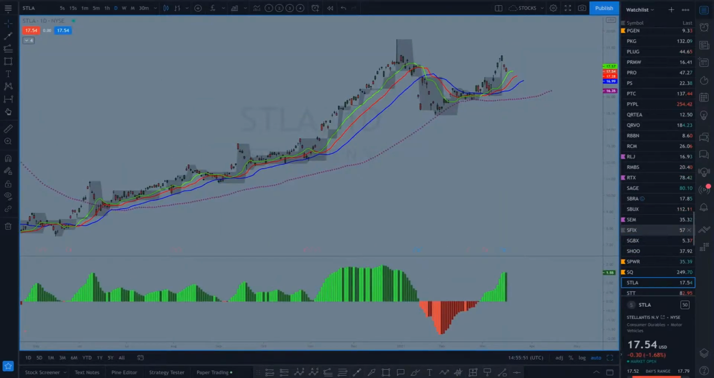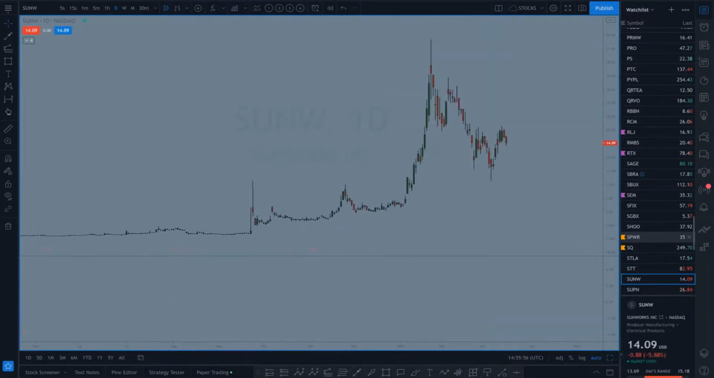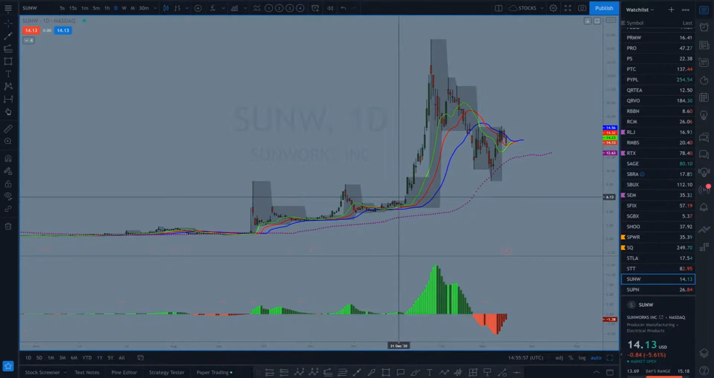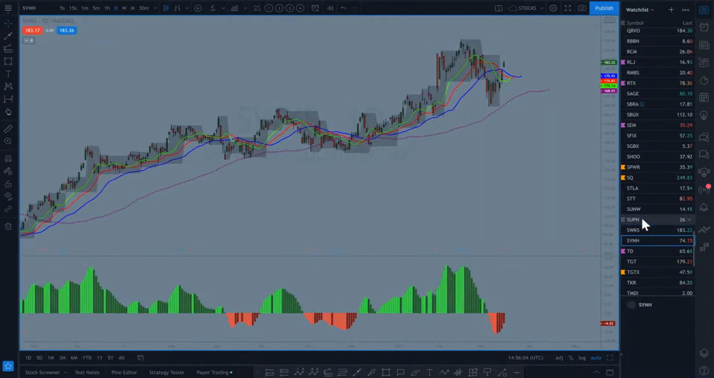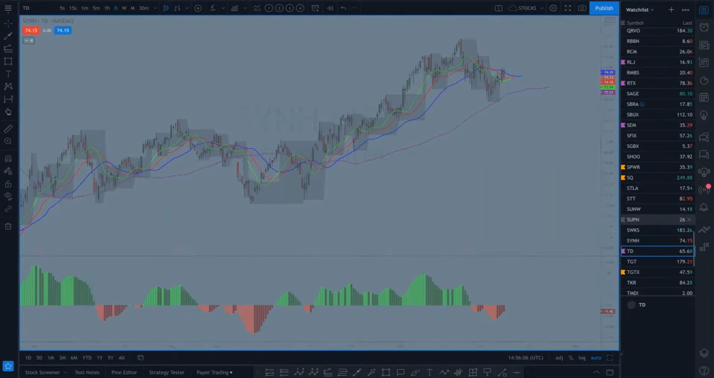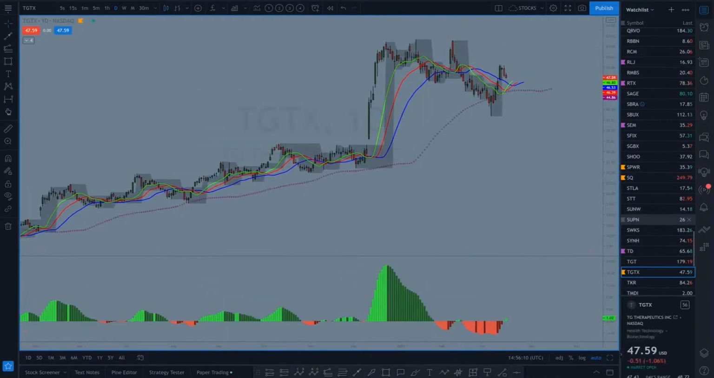SQ, STLA, STT. See, there are a lot of this type of patterns, you know, parabolic up and then all the way down. Don't like that. 5 minutes left. Let's see if I can get to the bottom of this list.